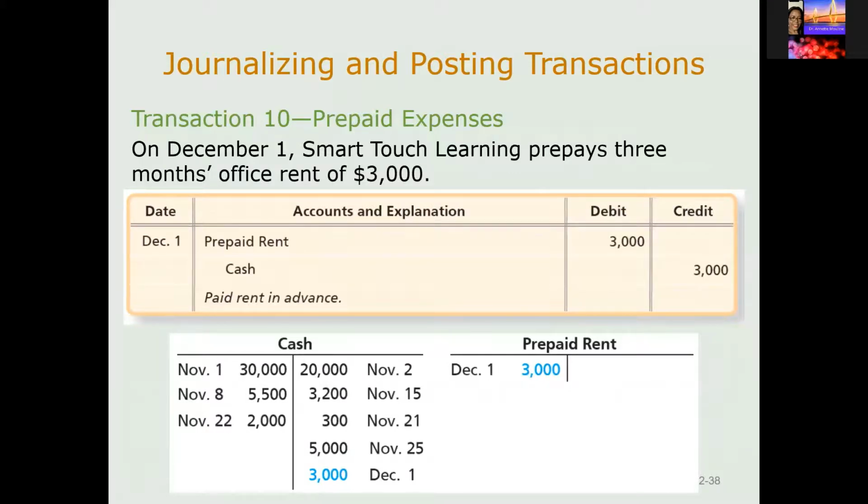Here in transaction 10, on December 1st, Smart Touch Learning prepays 3 months office rent of $3,000. The two accounts involved here are cash and prepaid rent. Now, prepaid rent is an asset because the company will receive a benefit in the future. Therefore, cash decreases with the credit, and prepaid rent increases with the debit.